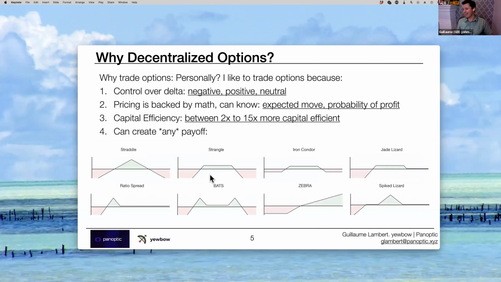Both in Panoptic, I have positions like this in my own portfolio. They all have fancy names: Jade Lizard, Spike Lizard, Zebra, Iron Condors. You may have heard some of them, but they are a versatile tool. It's like a toolbox. It's always fun. Okay, do I do an Iron Condor or a Strangle? They each have different advantages.